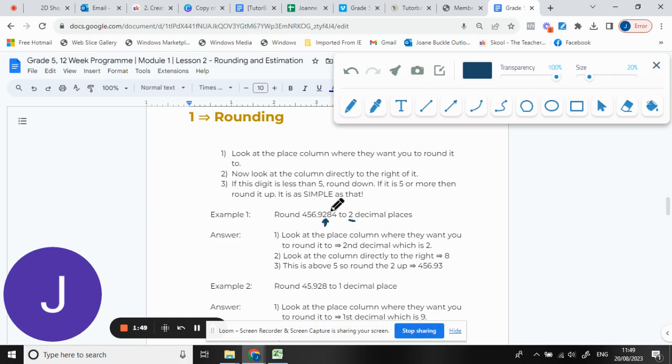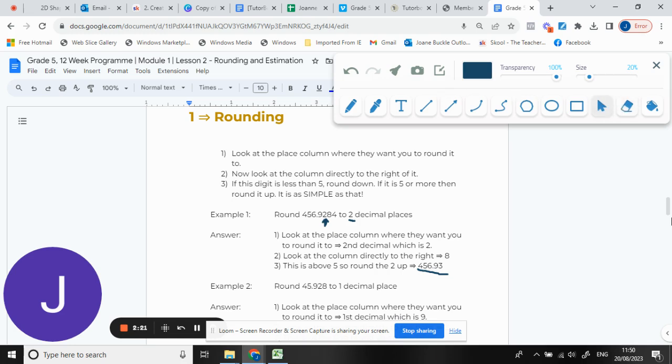If it's less than 5, 1, 2, 3 or 4, we can literally ignore those numbers and your answer would be 456.92. However, this number is 8. If it's 5 or more, we have to round up the number before. So that 2 becomes 3. So our final answer for that would be 456.93. Now, as I said, that's slightly different. This was 5 or more because it's an 8.